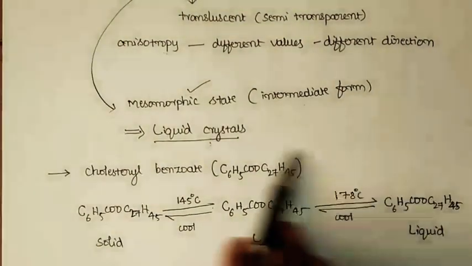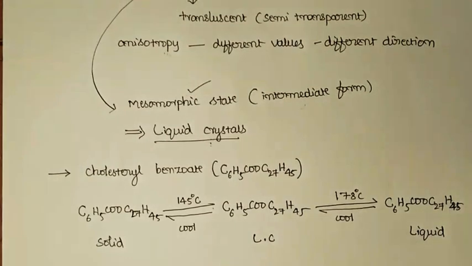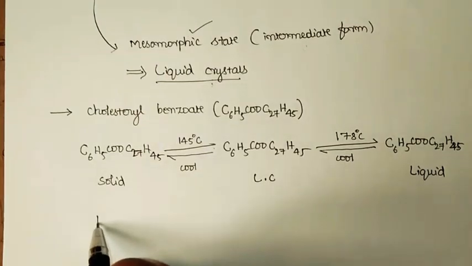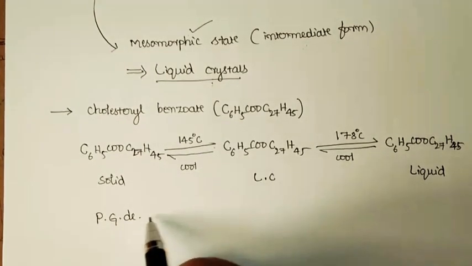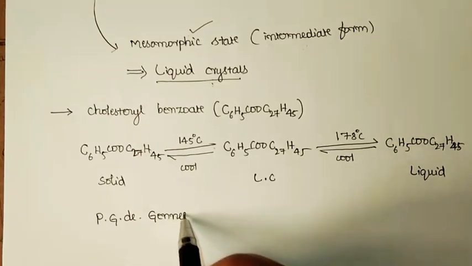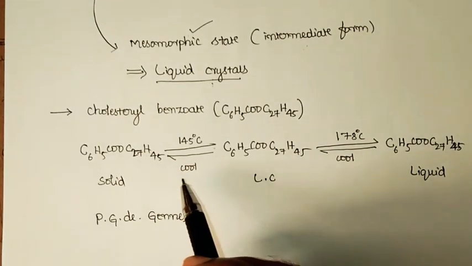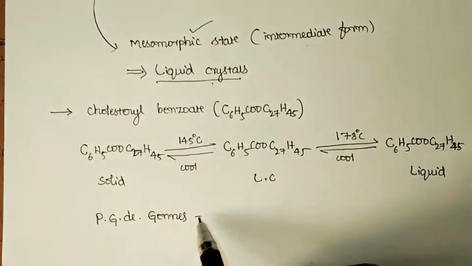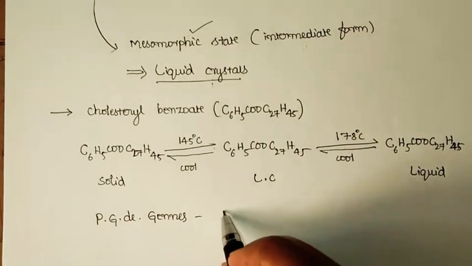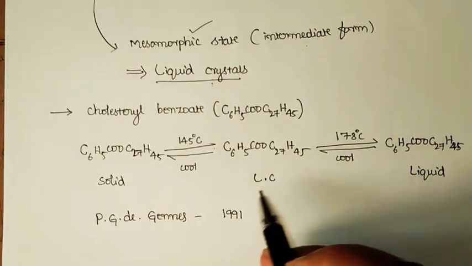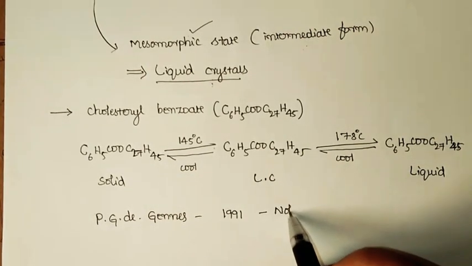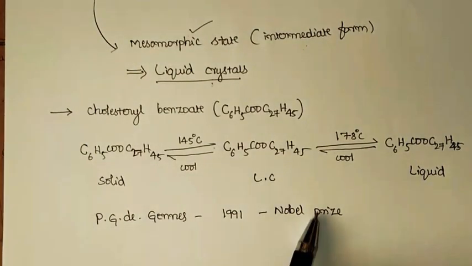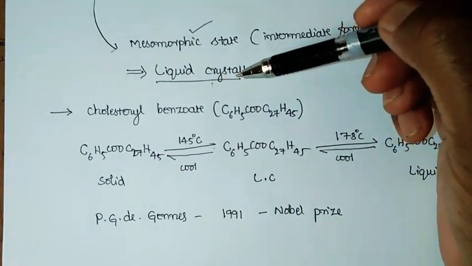And regarding liquid crystalline science, the most contribution was given by a French physicist by the name of P.G. de Gennes. He gave much contribution towards liquid crystals and the polymers formed from liquid crystals. And honoring his work, in the year 1991, P.G. de Gennes was awarded the Nobel Prize. So he received the Nobel Prize for his work in liquid crystals.